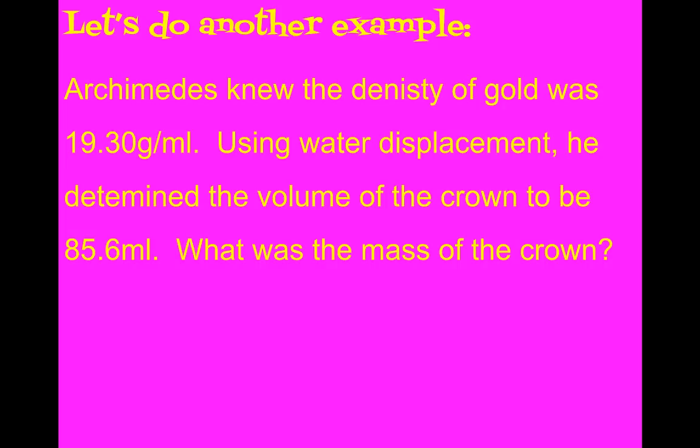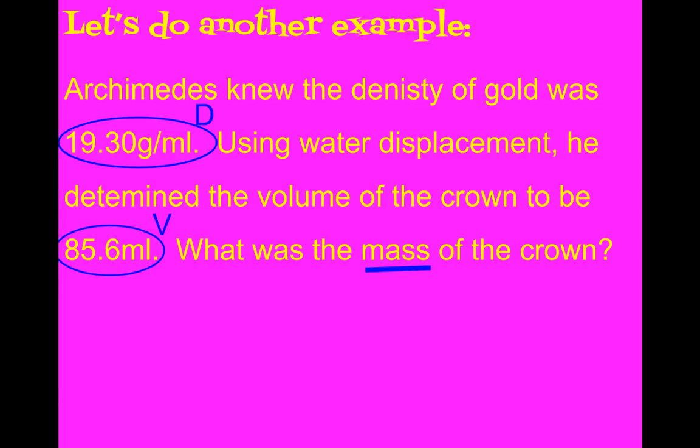Here's what I do. I go through the paragraph and I circle any numbers that I run across, and identify the variable that goes along with them. So 19.30 grams per milliliter, I know is a density because I recognize that unit of grams per milliliter. Then I get to another number, 85.6 milliliters. I recognize the unit milliliters as volume, but I could also go back into the reading: the volume of the crown to be 85.6. So I know that's a volume.